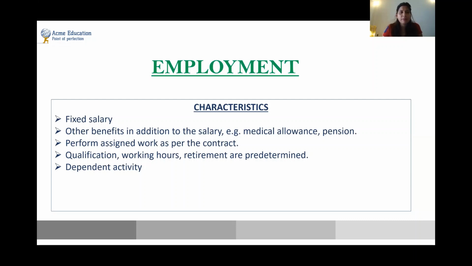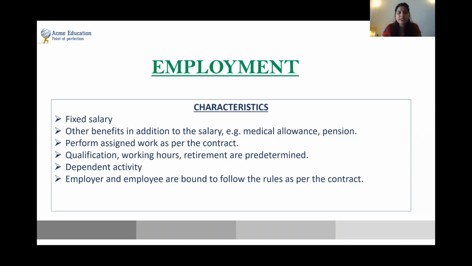Because in case of employment, you are going and working in some company, so if the company doesn't exist, you will also not have the job. So it is a dependent activity. You need to be dependent on the contract, you need to be dependent on the company, you need to be dependent on your employer. Next is employer and employee are bound to follow the rules as per the contract.